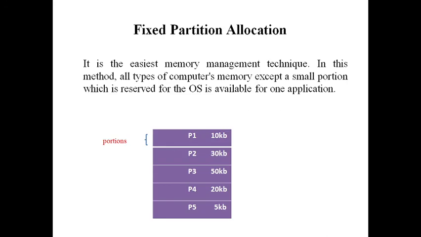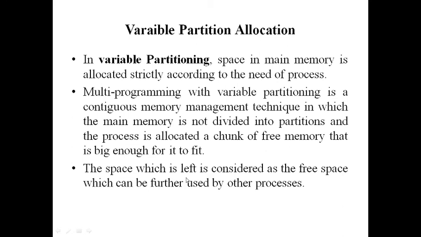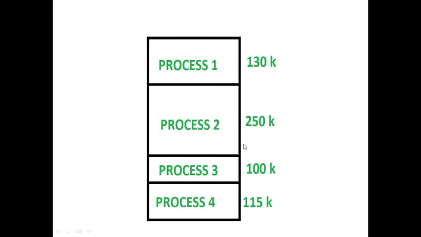These are the two types present in contiguous memory allocation: fixed partition allocation and variable partition allocation. In variable partition allocation, memory is allocated dynamically. If my process 1 wants to execute, it will be loaded into the main memory and given the 130 KB space, and it will be executed. It is a dynamic memory allocation.